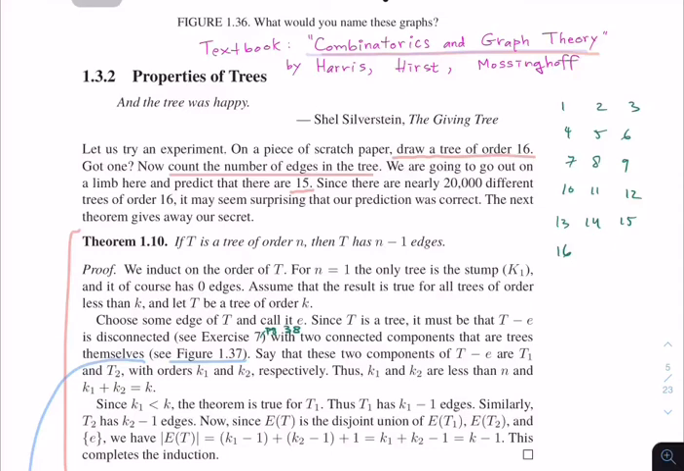This lecture is based on the textbook Combinatorics and Graph Theory. We're looking at section 1.3.2, Properties of Trees. So let's try an experiment. I want to draw a tree of order 16. So here I have 16 vertices and I can just draw a graph. I just have to make sure that the graph is connected and that there is no cycle.